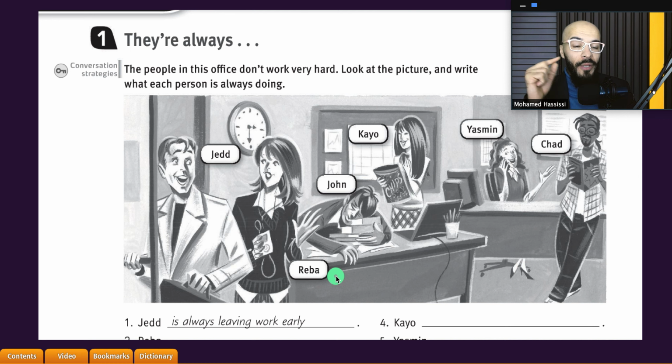You can pause the video because I'm going to answer right away. I ask a question, pause the video, give me your answer, and then match it with my answer. Reba is always listening to music. John is always sleeping. K.O. is always standing around eating chips. Jasmine is always talking on the phone. And Chad is always reading what seems to be a magazine to me, not even a book.